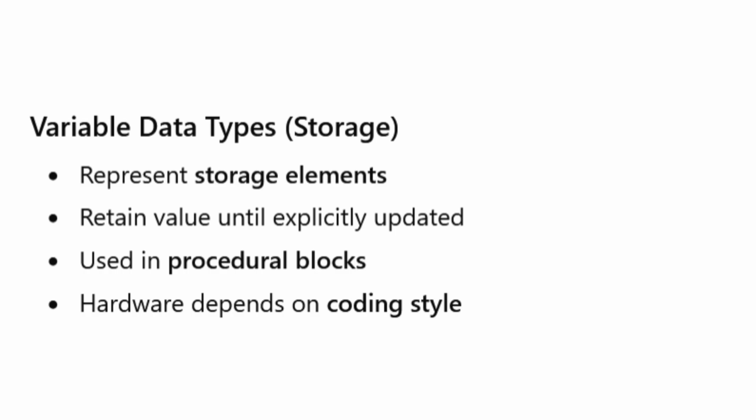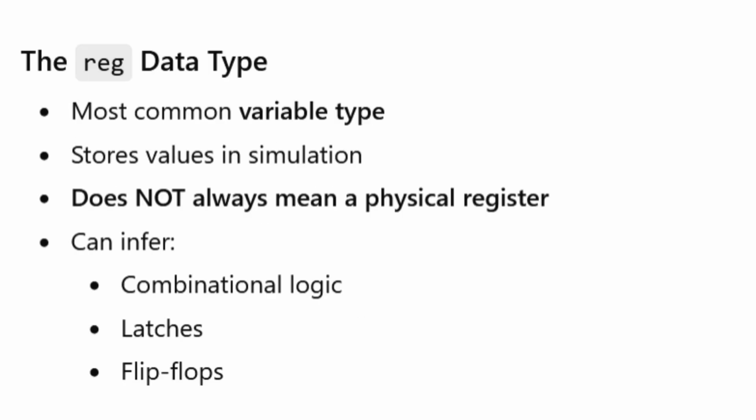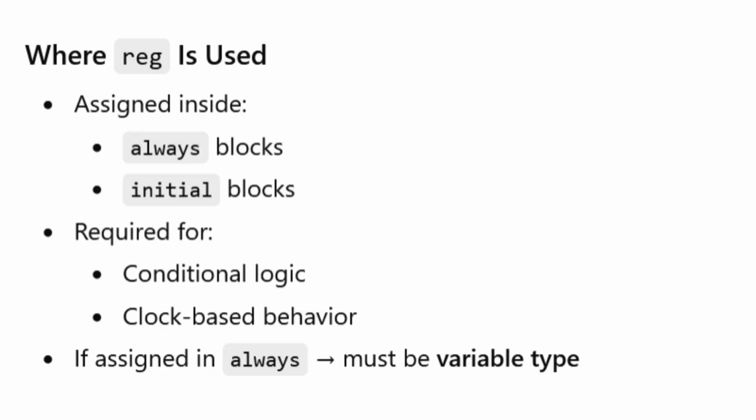The most commonly used variable data type in Verilog is reg. Despite its name, reg does not always imply a physical register. It simply means that the signal can store a value in simulation. Whether it becomes a latch, a flip-flop, or combinational logic depends on how it is coded.